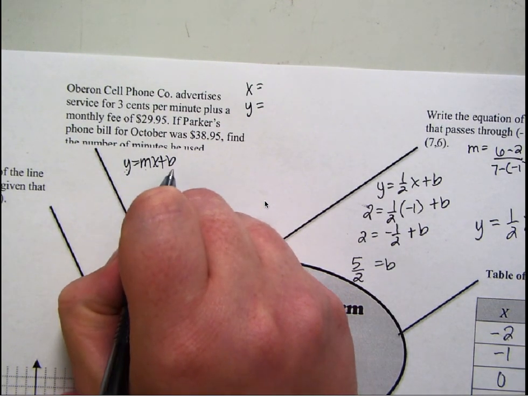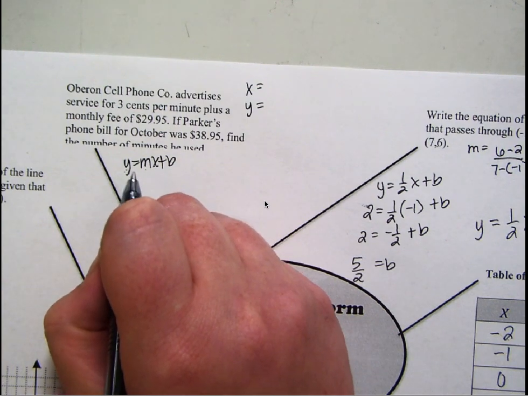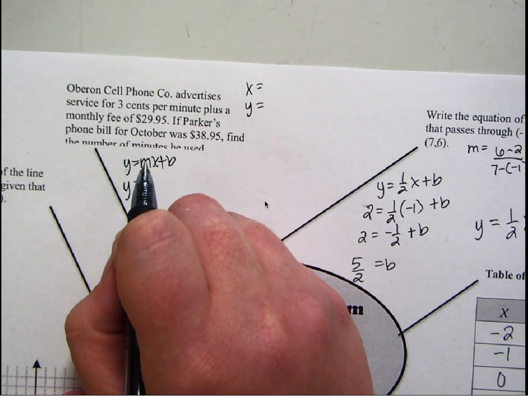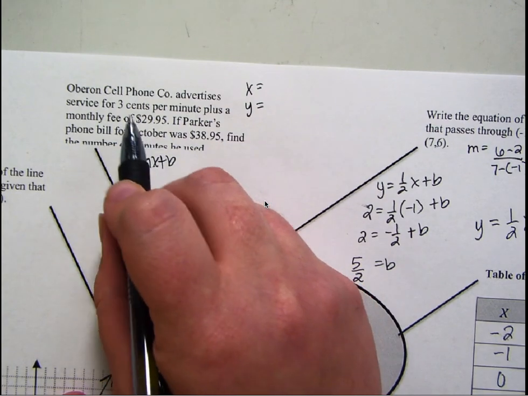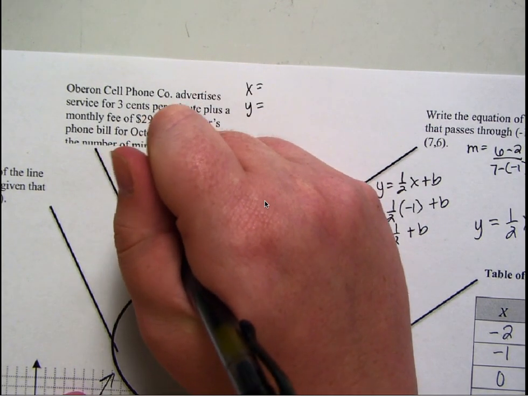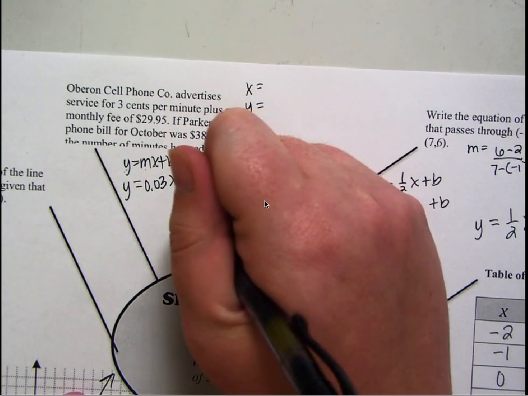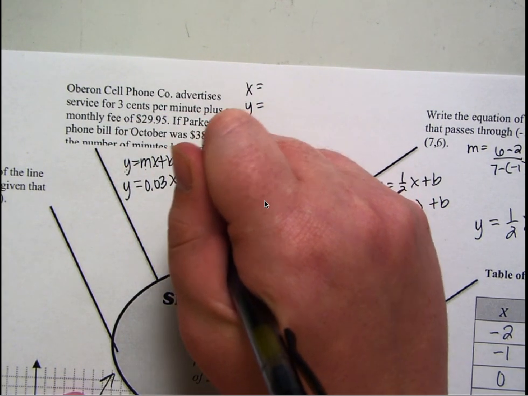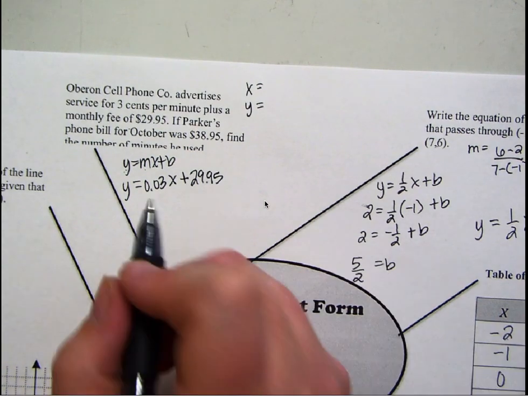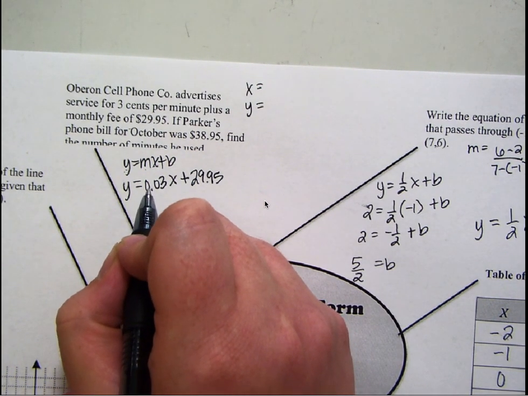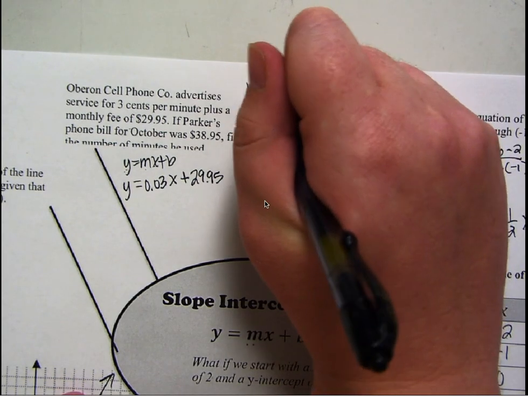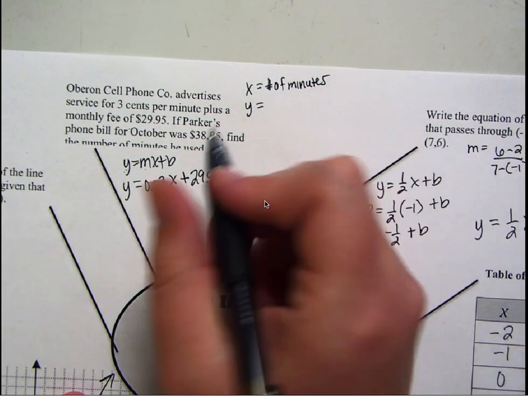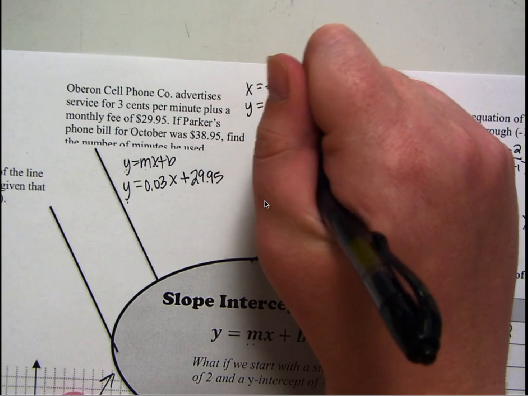I'm going to do that after I plug in my values because it might help me to determine the context of what those values are. So y equals m, our rate of change, which should be a rate. So I'm going to use the 3 cents per minute, 0.03x, and then plus b, the constant. So it's a monthly fee of $29.95. Based on how I wrote my problem, I'm going to be taking the cents per minute and multiplying it by the number of minutes. And then y is going to be the total cost.